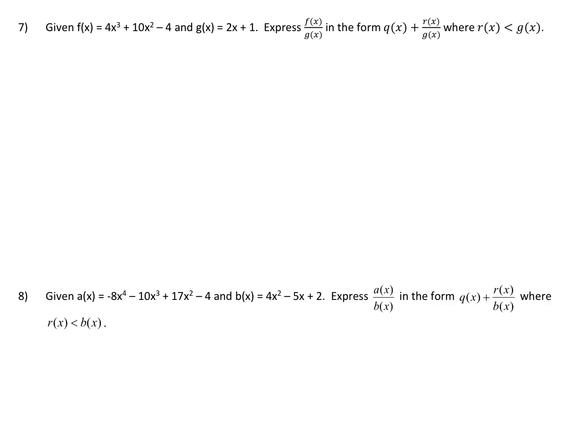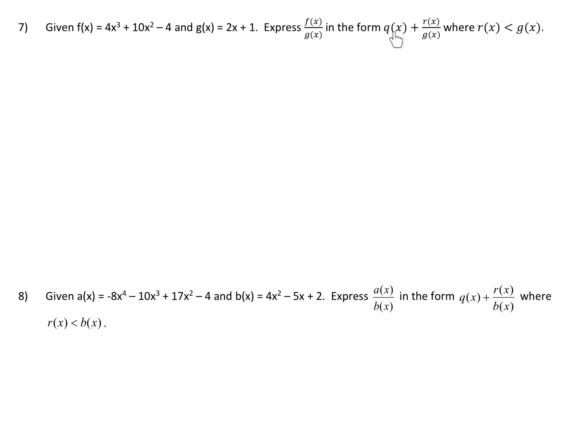Okay, now number 7, the directions may seem confusing, but it says given f of x and g of x, express f of x divided by g of x. So they're telling us to divide these. And they're saying when we do, they want us to express our answer in the form q of x plus r of x over g of x.